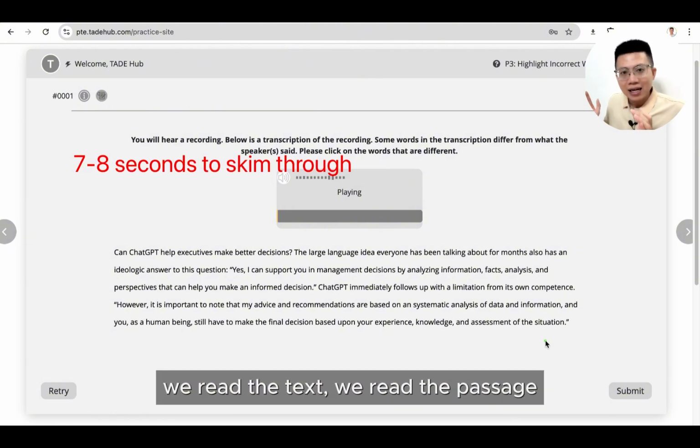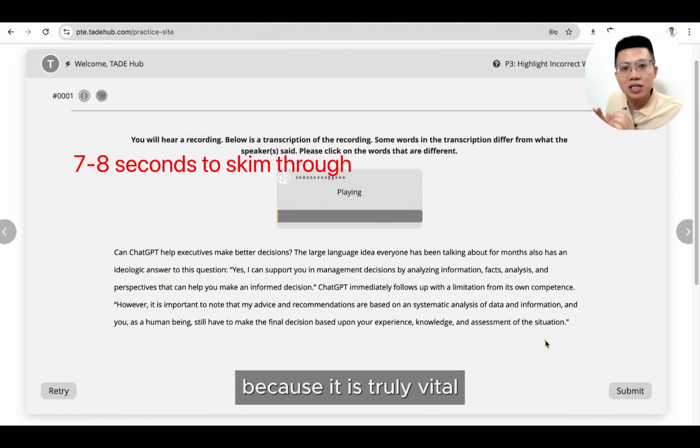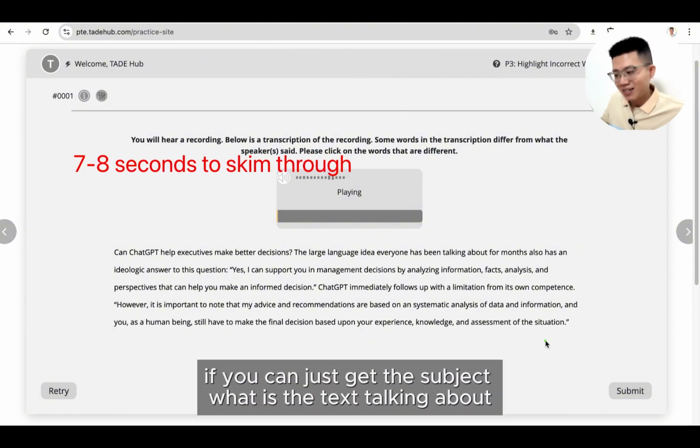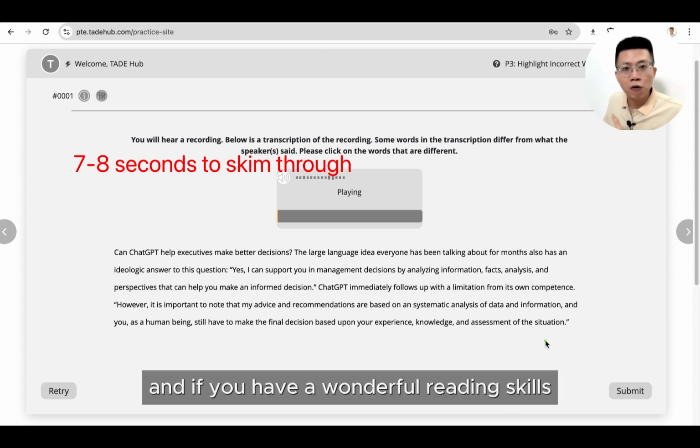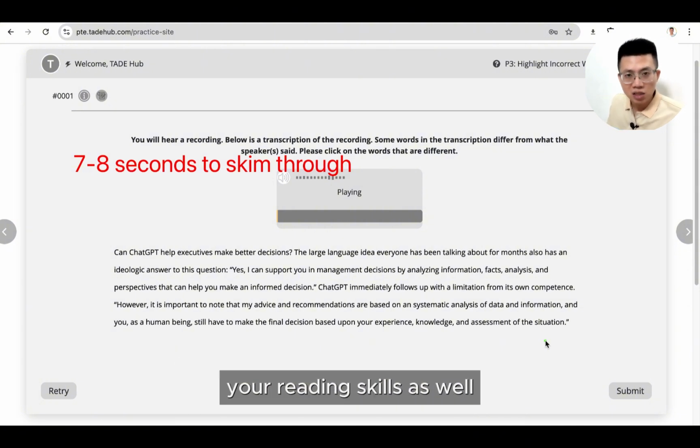We read the passage in order to utilize every single second we have in the PTE Academic, because it is truly vital. If you can just get the subject, what the text is talking about, and if you have wonderful reading skills, I also leave some links in the description for you to improve your reading skills as well.